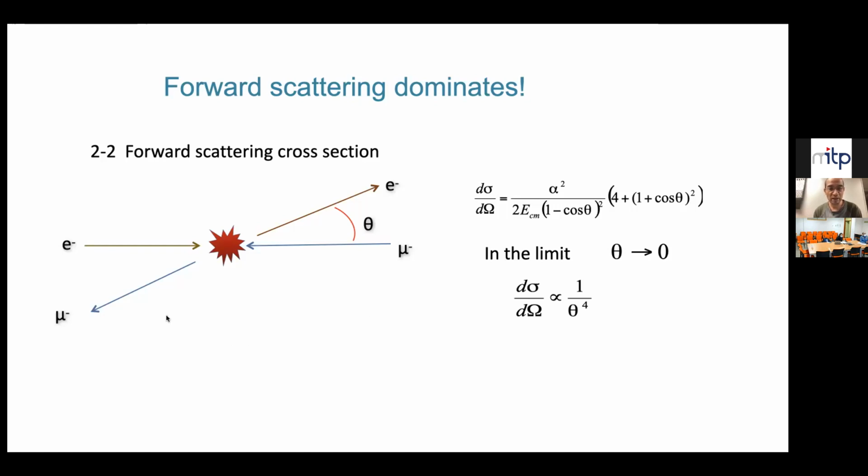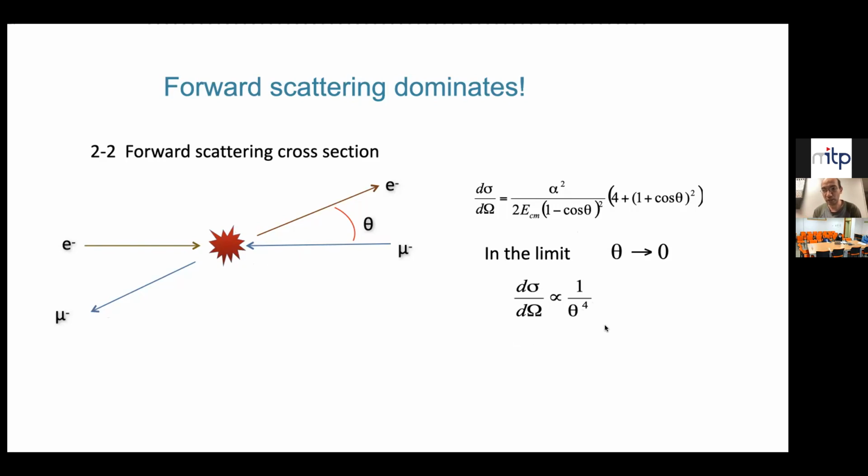Say if I scatter an electron off a muon and just look at the 2-to-2 scattering, then if I look at the cross section, I see that in the limit theta going to 0, where theta is the angle by which the electron gets deflected, the cross section goes essentially as 1 over theta to the power 4. So there is a singularity here as theta goes to 0 and the cross section dominates in this region.